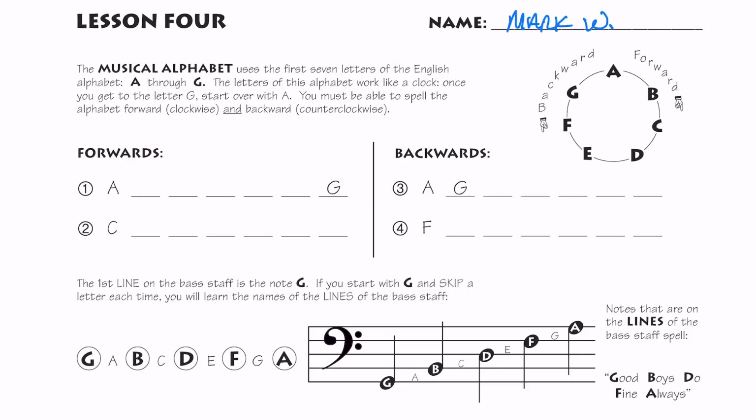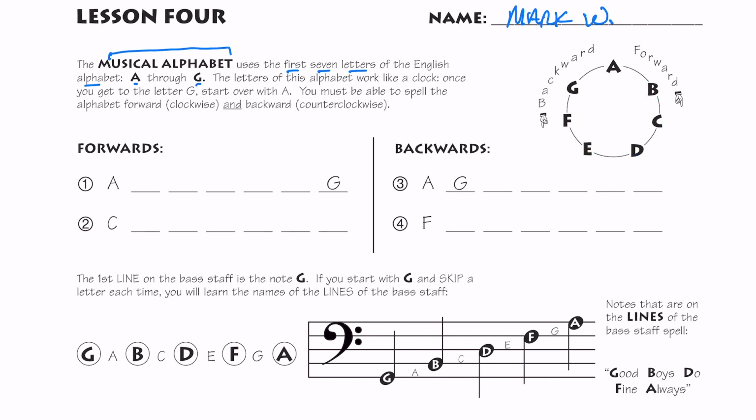All right, so the musical alphabet. The musical alphabet uses the first 7 letters of the English alphabet, A through G. Now, it kind of works in a circle. So I'm thinking of A, B, C, D, E, F, G. Once I get past G, I start over, A, B, C, D, E, F, G. If I start on any one of those, I can continue. Let's say I start on B here. B, the next letter is C, D, E, F, G, A. Always from G it starts over to A.